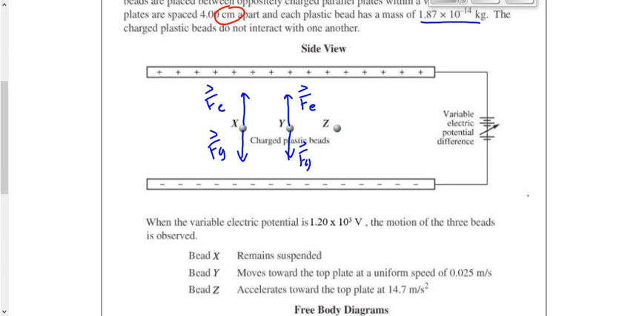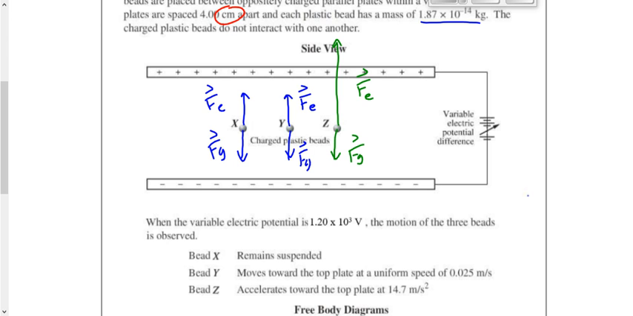Now, when it was accelerating, that wasn't the case. This one is accelerating upward at 14.7. We know gravity is going to act down. The electric force has to act up. Tell me when to stop. It's quite a bit bigger, right? It's quite a bit bigger.